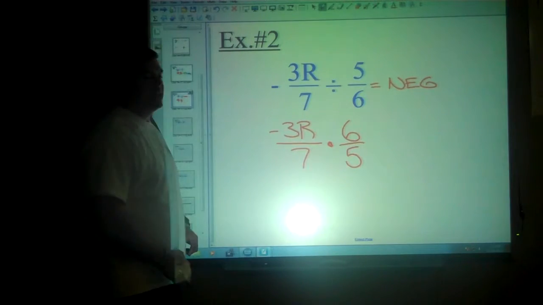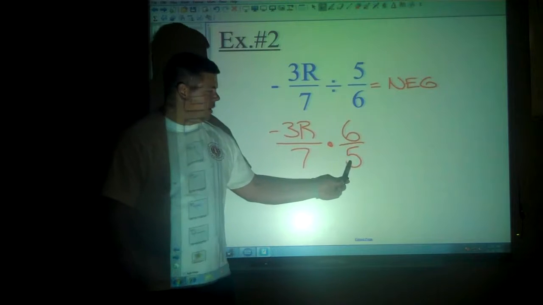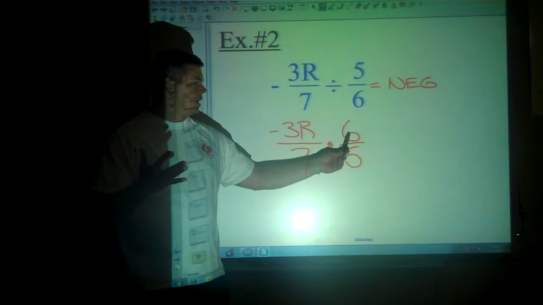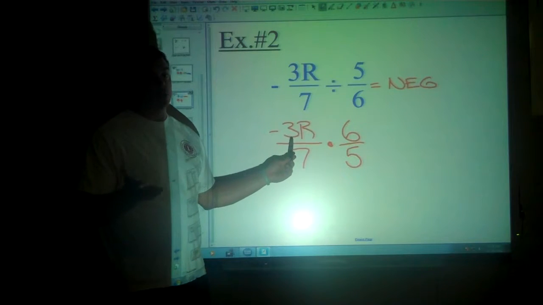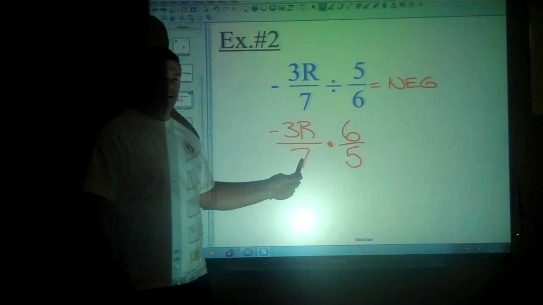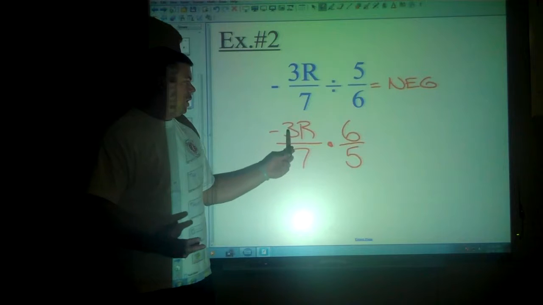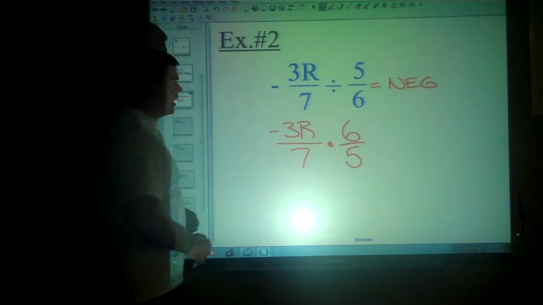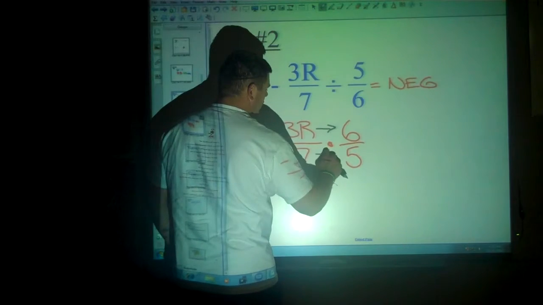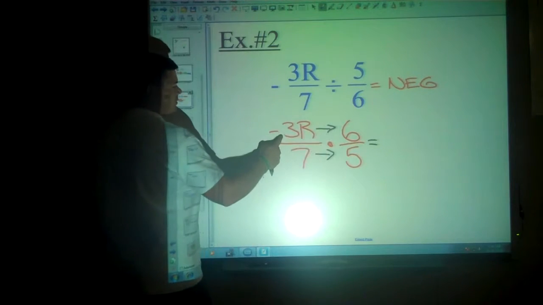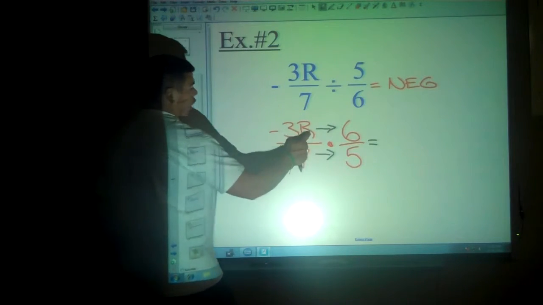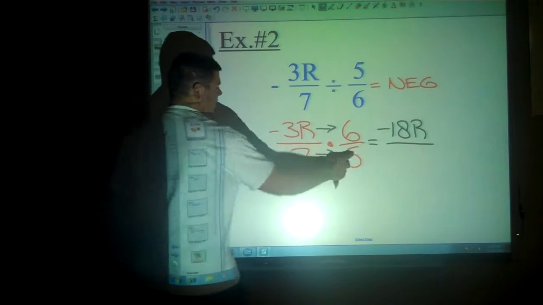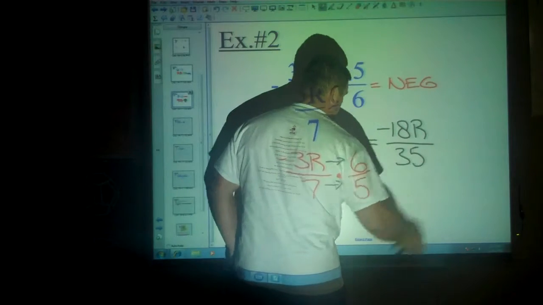Now I'm looking for anything I can that'll cross simplify. Numbers that go into 5 are 1 and 5. Neither of those go into 6 or this negative 3, so I can't do that. Numbers that go into 7 are 1 and 7. Well, 1 and 7 don't go into this and change anything, so nothing is going to cross simplify. I must just multiply straight across. 6 times this negative 3 makes negative 18r. And on the bottom, 7 times 5 is 35.